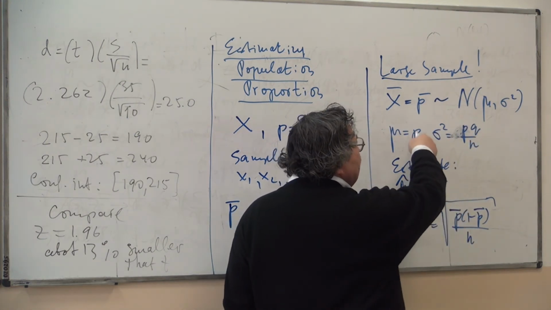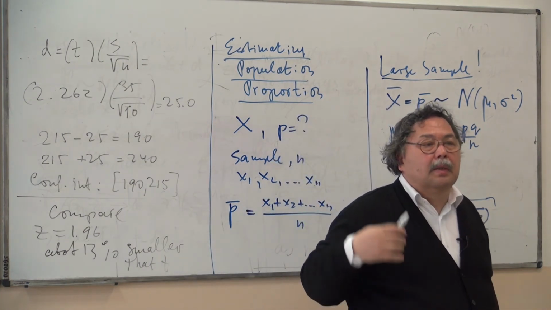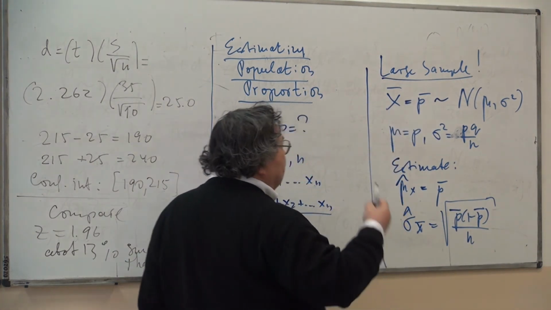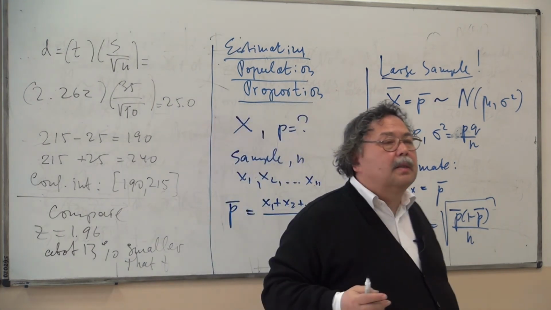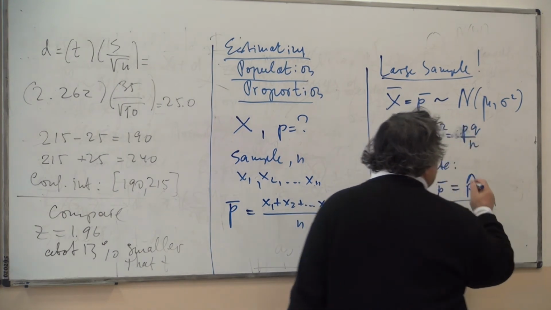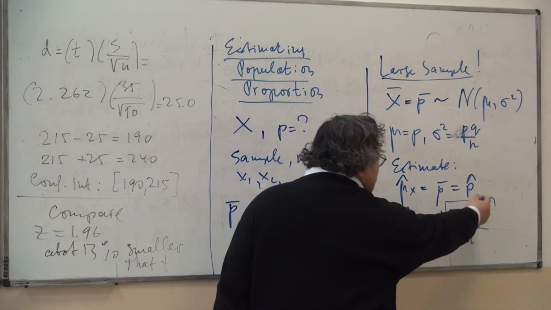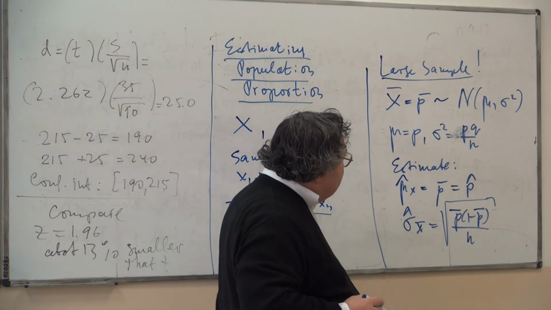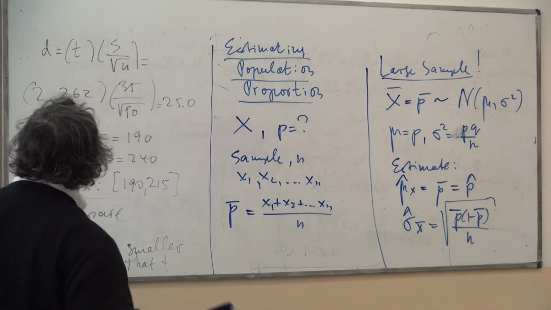But the true value of p is not known. It is to be estimated. Now, how do we go about this? We accept p bar, the sample mean, as an estimate for the unknown value of p, and we accept this complex, the square root of p bar times 1 minus p bar over n, as an estimate for sigma x bar.